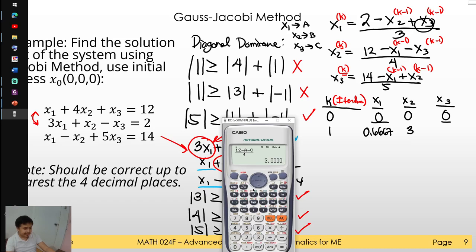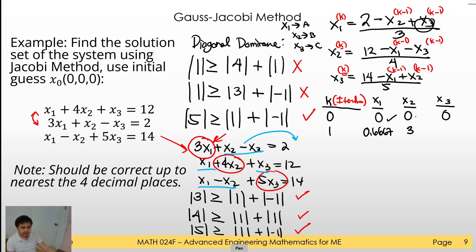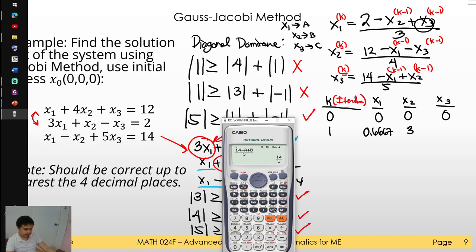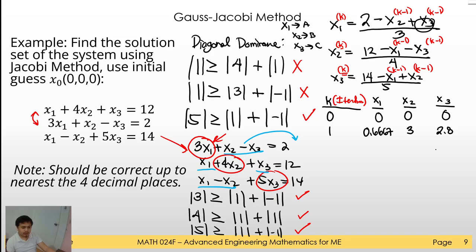And then for x3, another formula: we have 14 minus a plus alpha b, and then over 5. So calculate. So x1 and x2 are 0, so we will utilize here 0 and 0. So we have a solution of 2.8. Okay, so that is the first iteration.